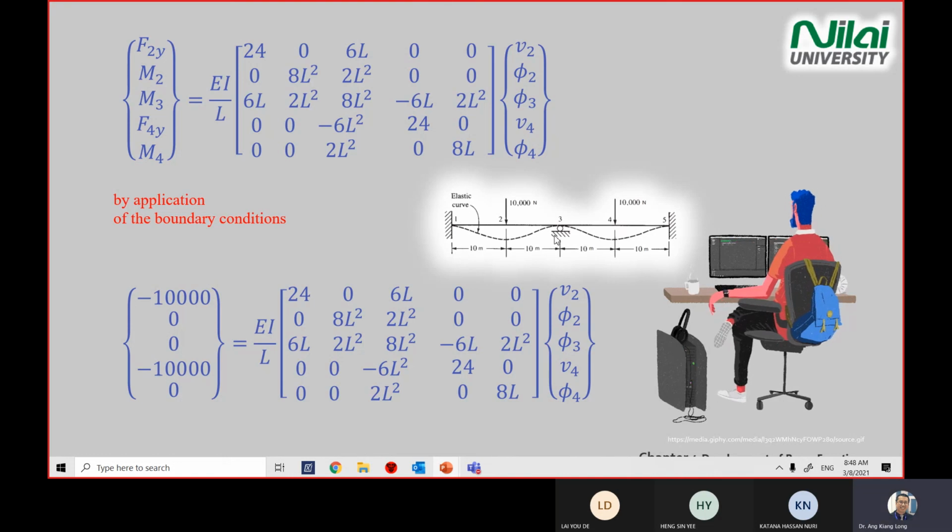And for point number 3, M3, once you have a roller, and the roller here is free to move, so there's no moment. And point number 5 is also 0. So we have all the numbers here, 5 equations on the screen. You're able to solve for all these unknowns on the right hand side here.